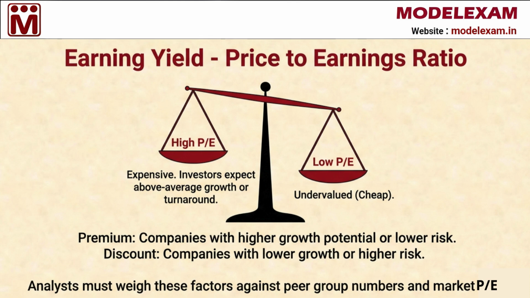You can visualize the PE ratio as a weighing scale. On one side, a high PE suggests the stock is expensive. Investors are usually only willing to pay this if they expect above average growth or a business turnaround. On the other side, a low PE suggests the stock is undervalued or cheap. Generally, companies with higher growth potential or lower risk trade at a premium, while those with lower growth or higher risk trade at a discount. Analysts must weigh these factors against peer group numbers.